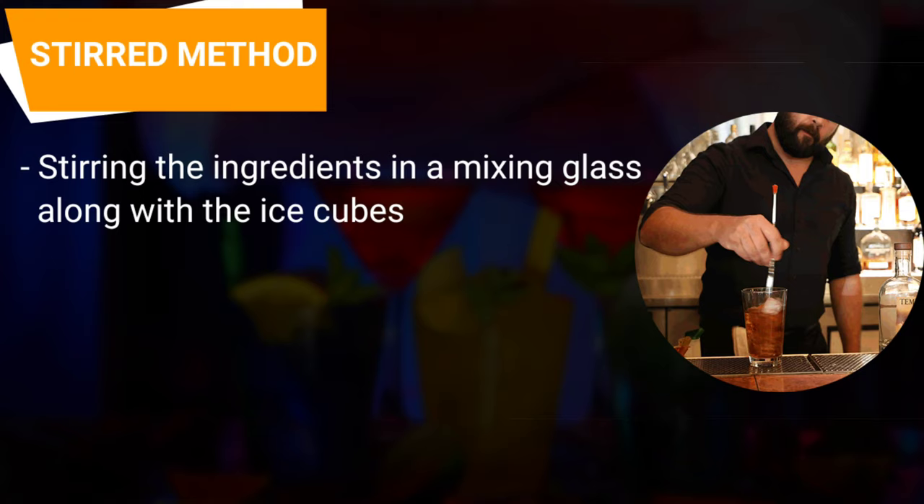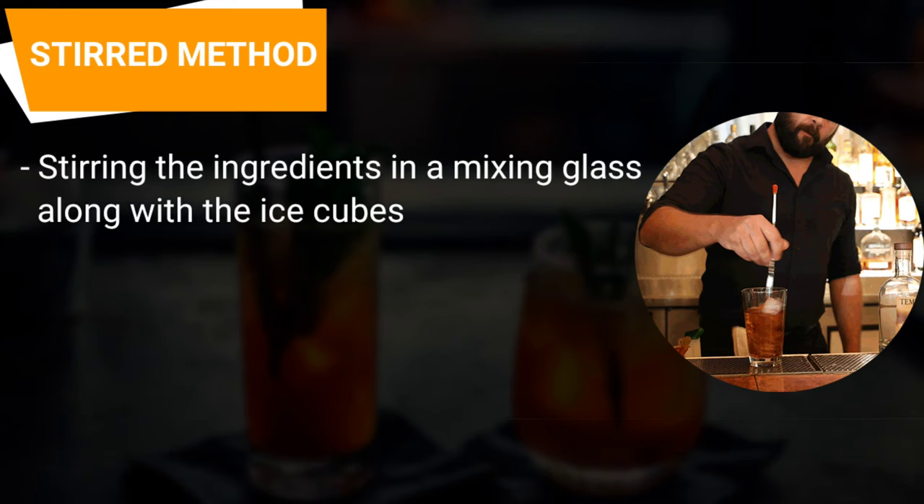Stirred method involves stirring the ingredients in a mixing glass using a bar spoon along with ice cubes. It is further strained and poured into the serving glass.